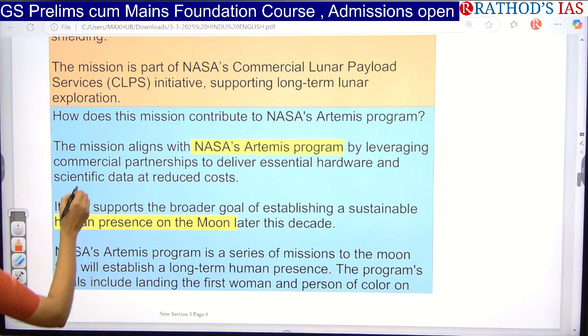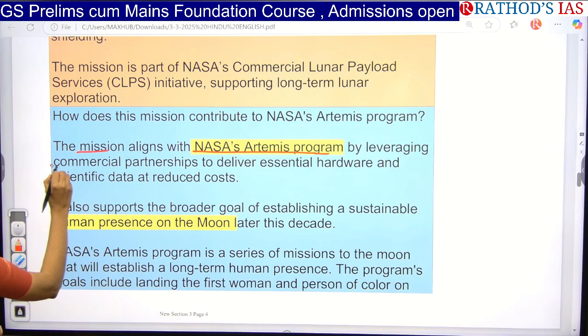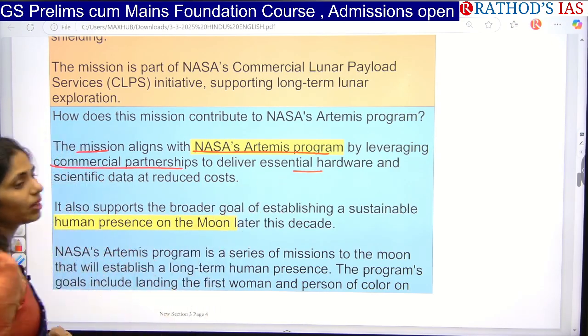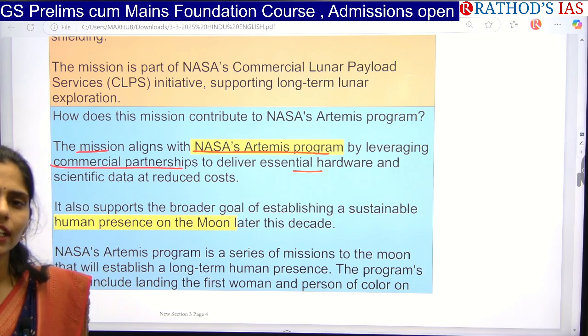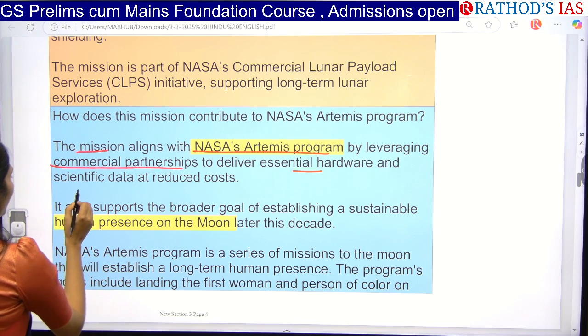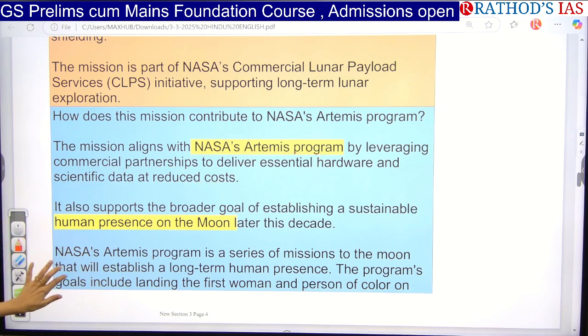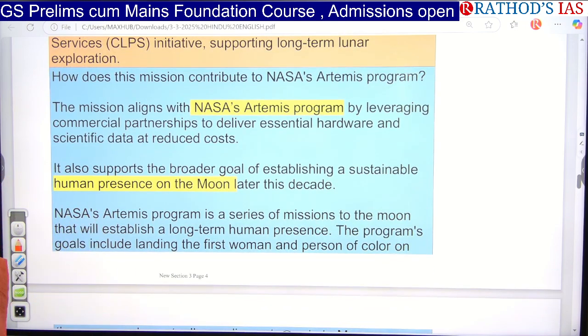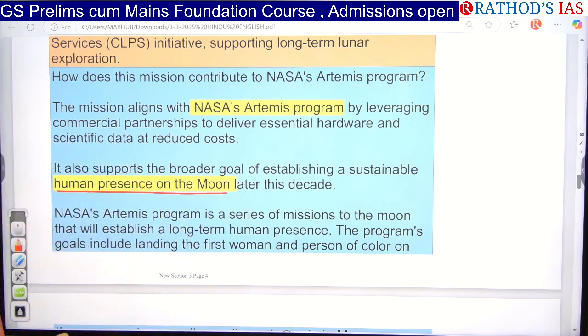Actually, this mission aligns with NASA's Artemis program by leveraging commercial partnerships, so that they will be developing some essential hardware, like instruments which are helpful for collecting dust as well as soil, etc., so that it will be helpful for collecting scientific data at a very reduced cost. And this also supports the broader goal of establishing a sustainable human presence on the moon later this decade. And this Artemis program is nothing but a series of programs on the moon.